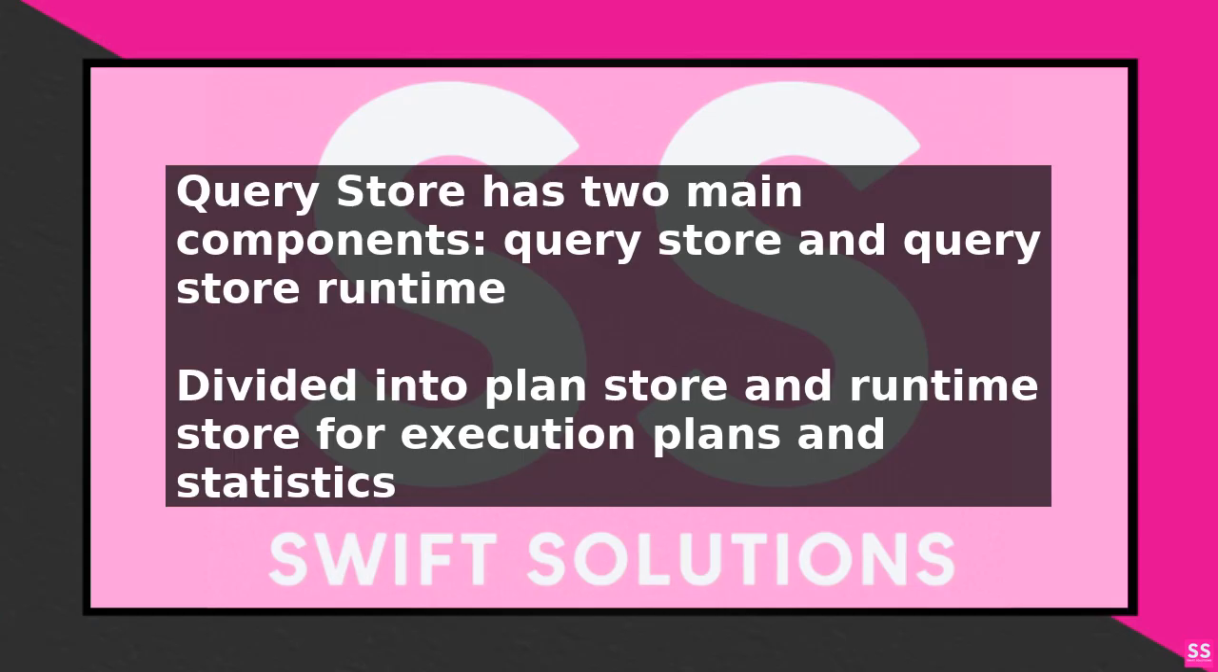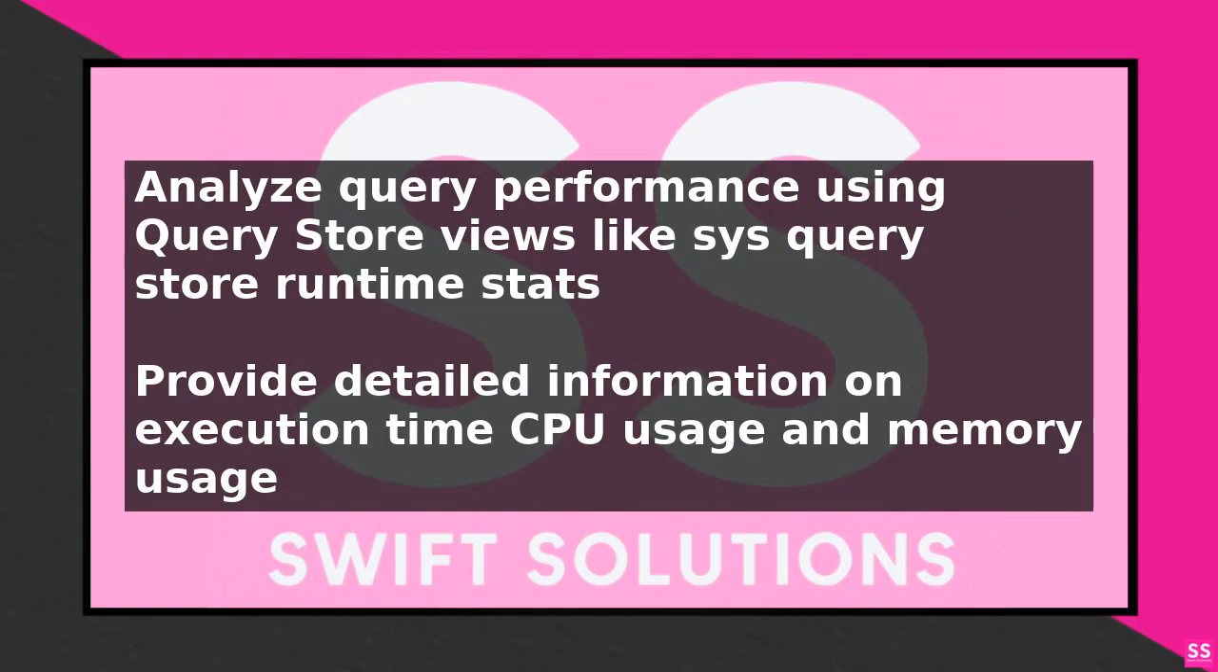To analyze query performance, you can use the Query Store views, such as the sys.query_store_runtime_stats and sys.query_store_plan views. These views provide detailed information on query performance, including execution time, CPU usage, and memory usage.